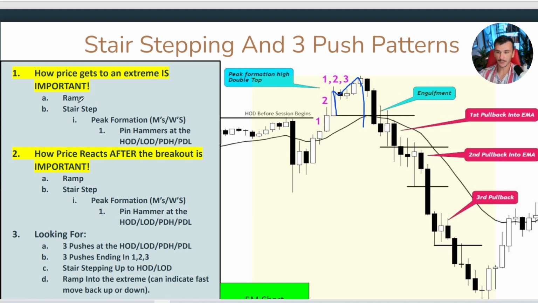Let's take a look and see what types of price movements we're looking for. We're looking for ramps. We're looking for stair steppings. We're looking for peak formations. That's going to be your M's, your W's, your double tops, your double bottoms. And there's different kinds of M's and W's. You've got your shortened, your extended, and of course your equal, where both the tops are equal or both the bottoms are equal. We're looking for pin hammers, high of day, low of day, previous day's high, previous day's low.